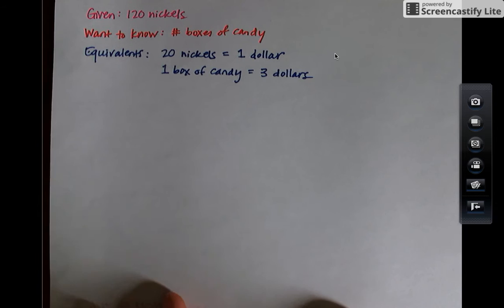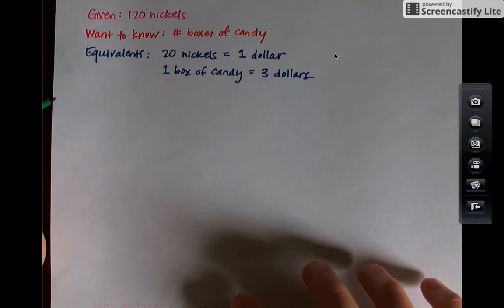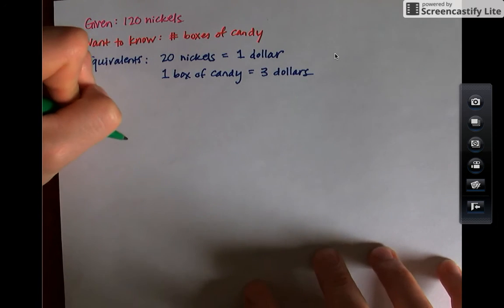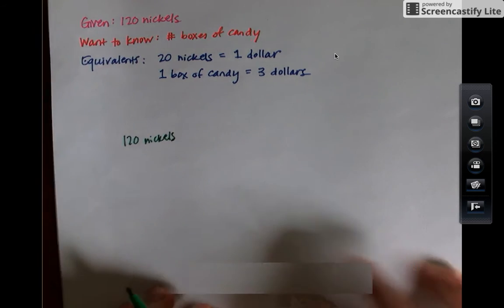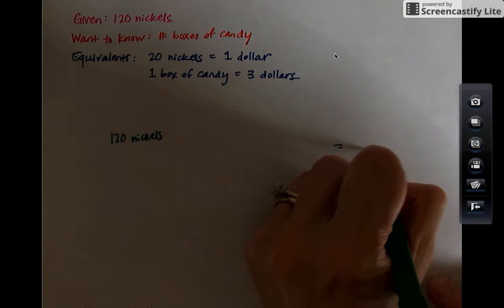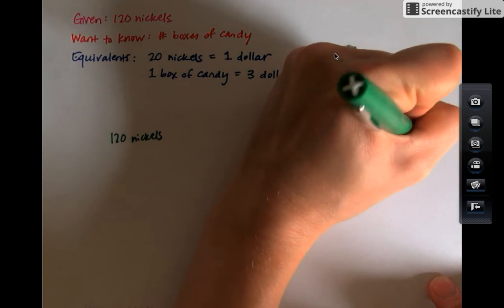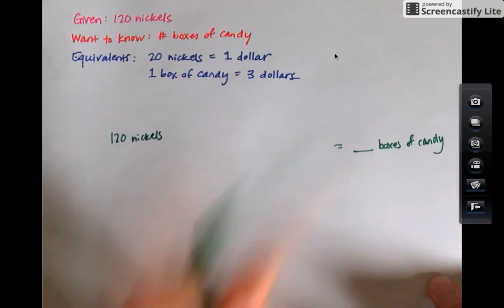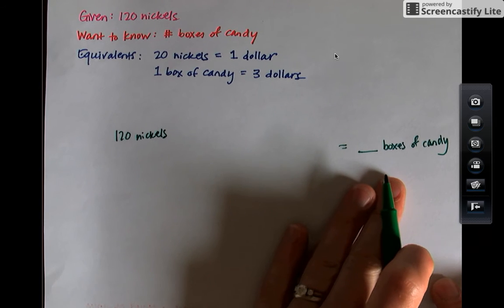All right, so I've written out all the information here, the given, the want to know, and the equivalent relationships. To start solving this problem, I'm going to write my given information over here, and I'm going to leave some space. You'll see why in a moment. Then I'm going to give myself a place where I can write my final answer. Ultimately what we want to do is convert this number of nickels into a number of boxes of candy.